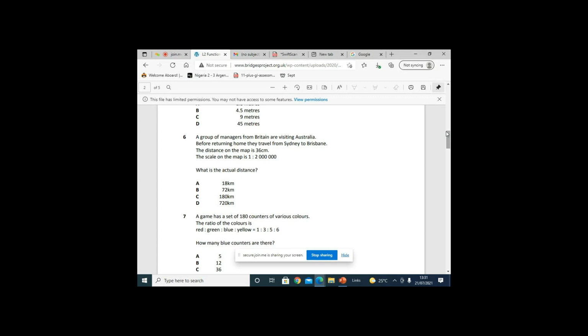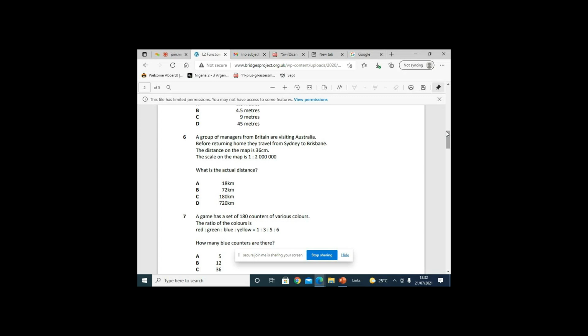So on the map is 36 and it's 2 million. If you want to change 2 million to kilometers, so 2 million centimeters is going to be 20,000 meters. Then divide it by 1,000. It's going to be 20. So that means that 1 centimeter represents 20 kilometers.